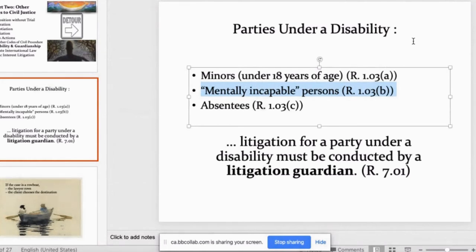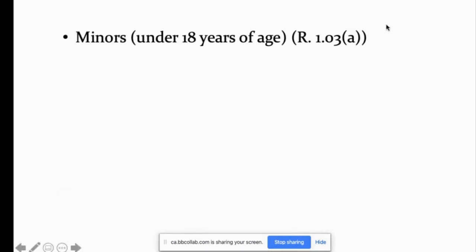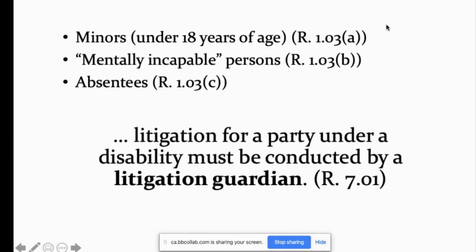Okay, so what does this mean? If you're under a disability, Rule 7.01 says that a proceeding for a party under a disability... the coma is yes, person in a coma is under a disability. Yeah, because the person in a coma is mentally incapable to make these decisions.